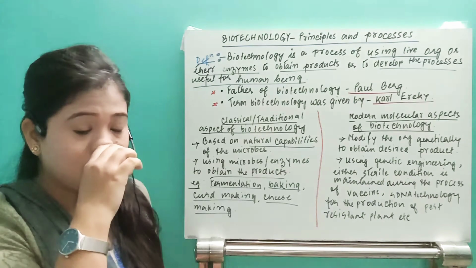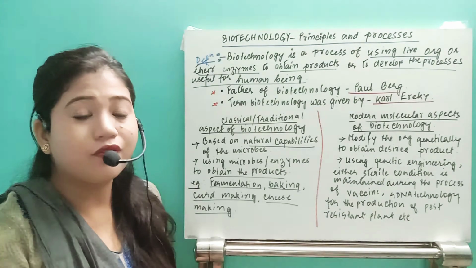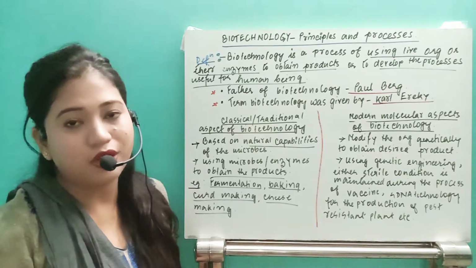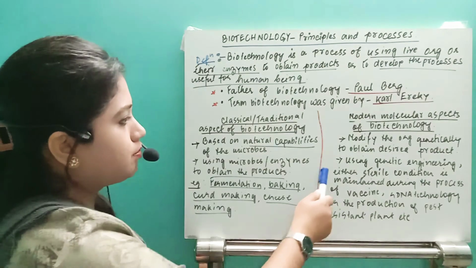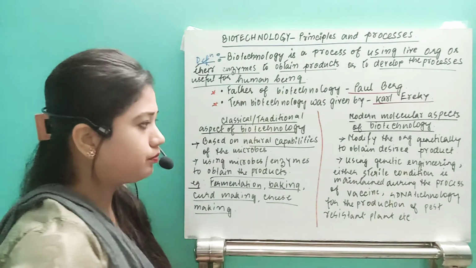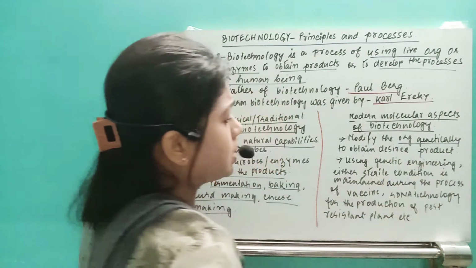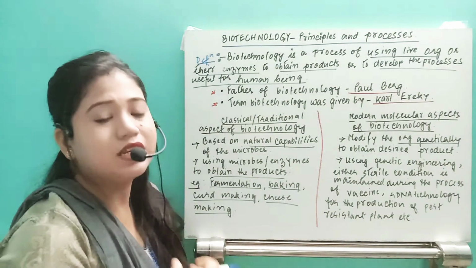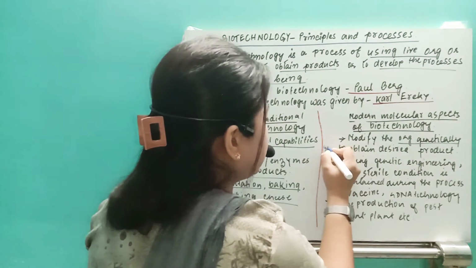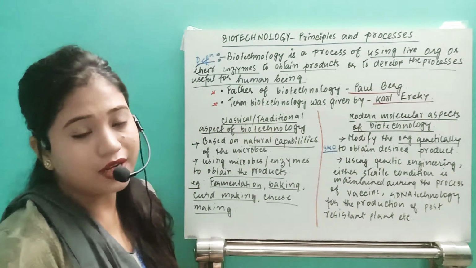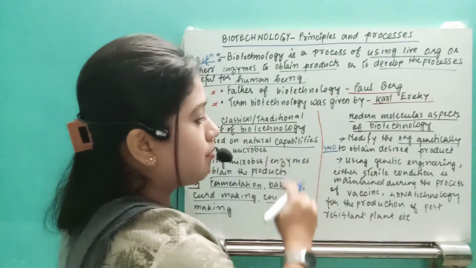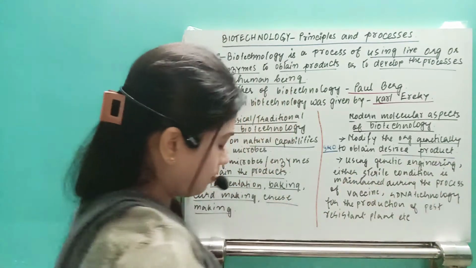But in modern days, there are a lot of amazing things we are able to get by just changing or manipulating the genes. See, what are the molecular modern aspects of biotechnology? So nowadays, what we do is modify the organisms genetically. We alter the genetic makeup of the organism, which is known as GMO, genetically modified organism. So we modify the genetic makeup of the organism to obtain the desired product.